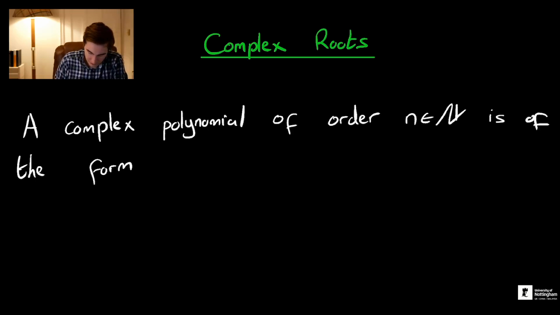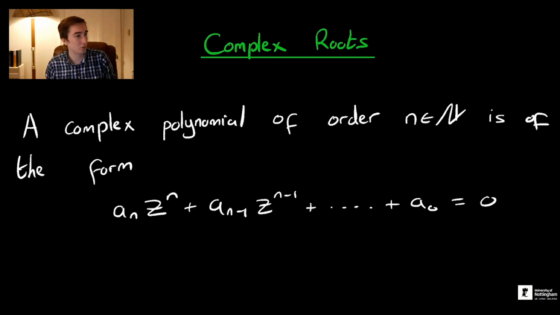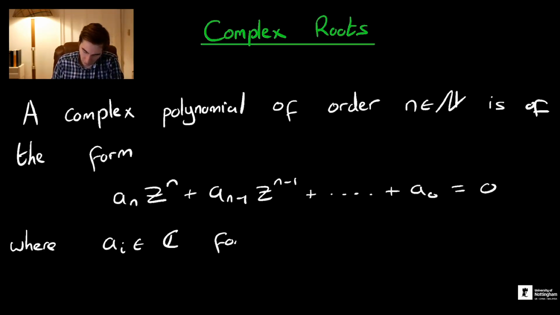we'll write it as a_n z to the power of n plus a_(n-1) z to the n minus 1, going all the way up to a_0 equals 0. So we've got a complex polynomial of this form. And here, each of the a's is in C. Namely, they're complex coefficients, or complex numbers, running from 0 up to n.